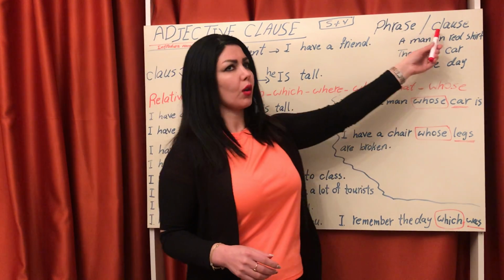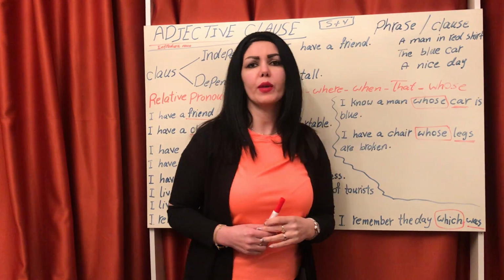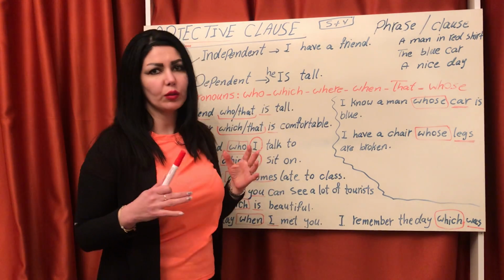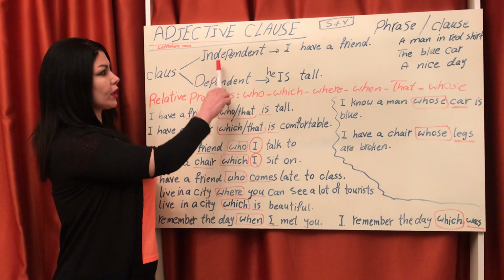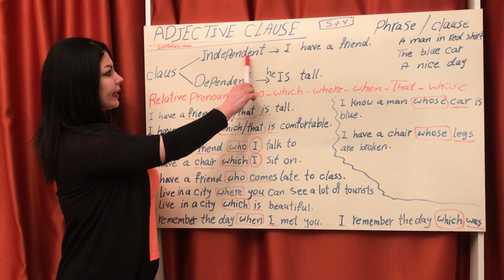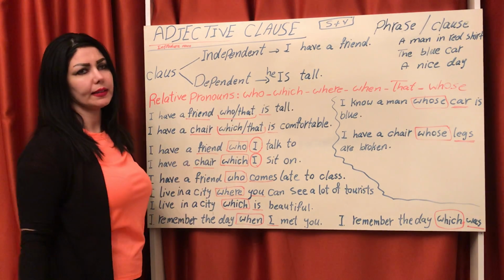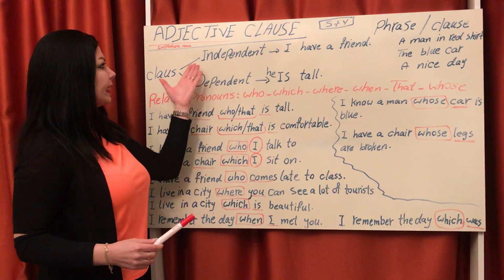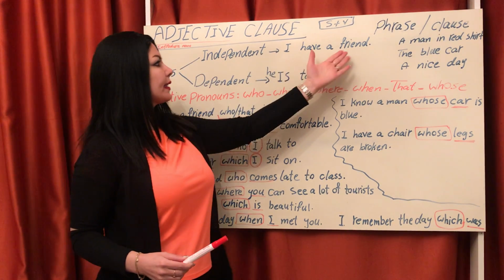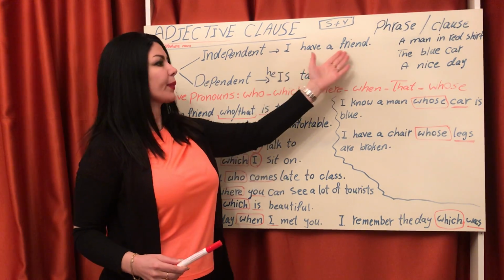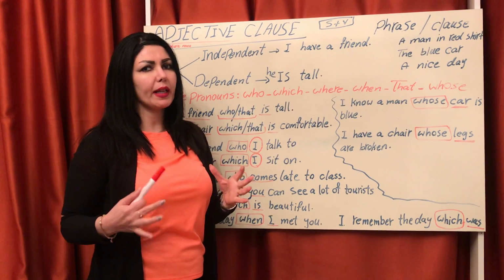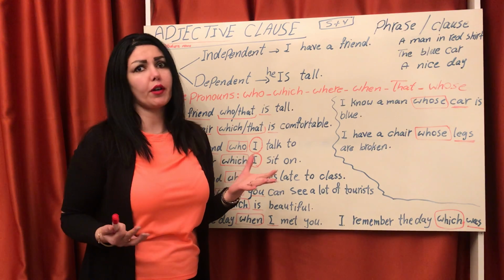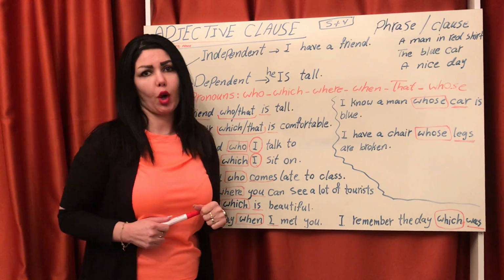Now what is a clause? In a clause we have subject and verb. We have two kinds of clause, independent and dependent. What is the difference? Independent is a sentence like this. I have a friend. Complete sentence, grammatically and meaning are correct. We don't have any problem.